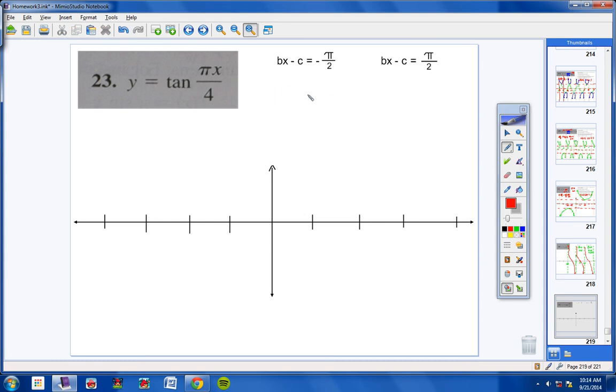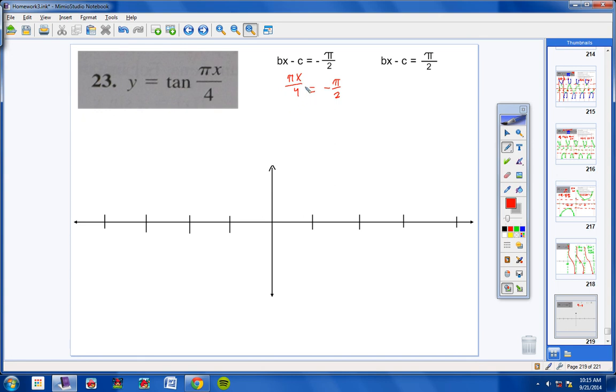Let's go ahead and find our 2 asymptotes for tangent. Bx minus c will be pi x over 4. So I have pi x over 4 equals negative pi over 2. Now it looks a little confusing, but students, don't freak out here. It's pretty simple.